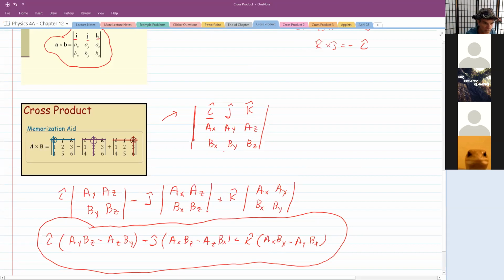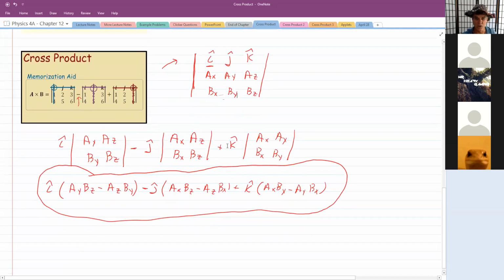So you start with I, you get rid of the row and column I is in, and you're left with these two, which in this case is AY, AZ, BY, BZ. Then you're subtracting J, and you get rid of the row and column J is in, and I have AX, AZ, BX, BZ. And then I get rid of K, and I'm left with AX, AY, BX, BY.